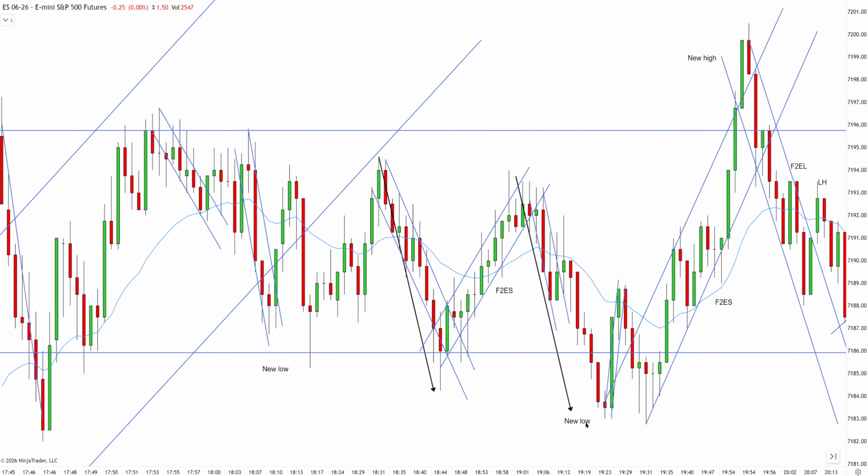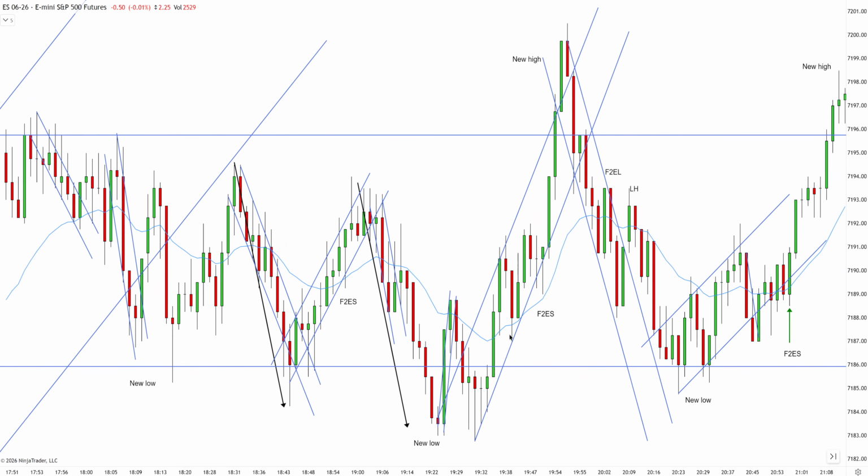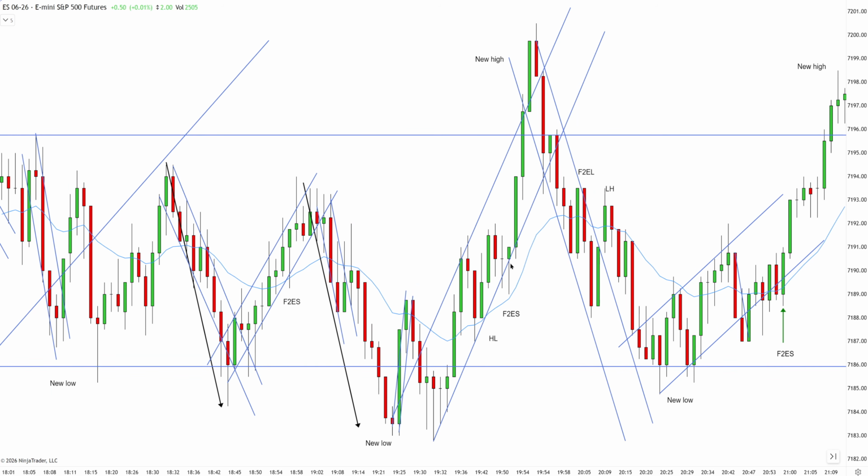Then we finally have the visual of a pullback and you're now looking for a strong high low or failed second entry short, which you get with these setups here. But here you have a weak signal bar followed by a failed second entry short. Unfortunately not at the EMA. Had this been a little bit closer to the EMA, this is a great trade. But it's not fully at the EMA. So great setups context wise.